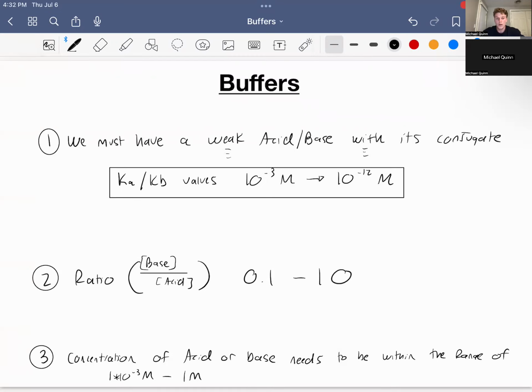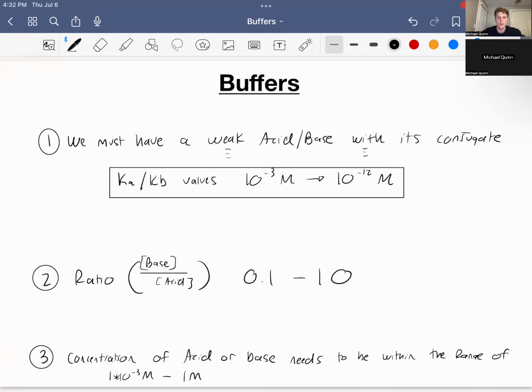Now we need that ratio of base to acid to fall within that range of 0.1 to 10. However, the individual concentrations need to be within this range of 1 times 10 to the negative 3 molar and 1 molar. So as we can see, in order to make a buffer, we essentially need a weak acid or base with its conjugate and essentially have a decent amount of the base and the acid to establish a good ratio between 0.1 and 10. And we can't have a concentration of that acid or base that's either way too big, which would be past 1 molar, or too small, which would be less than 1 times 10 to the negative third molar.